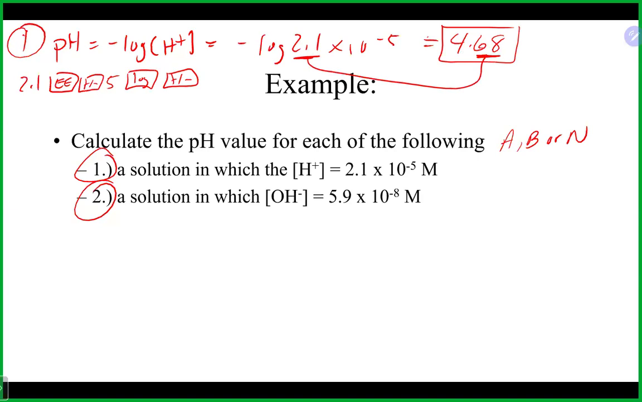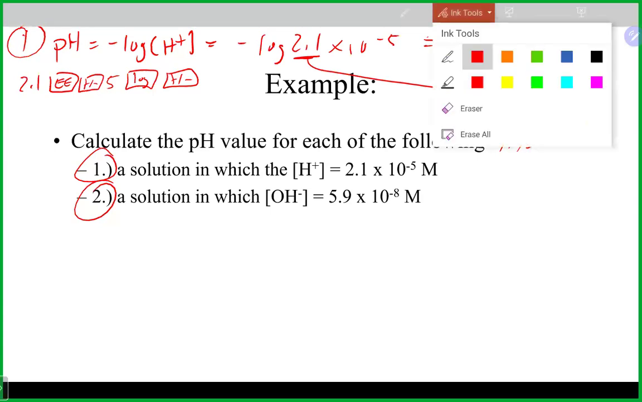First one, this again would be less than 7. So here we are looking at acidic in this situation. All right, so let's take a look at number 2 here.